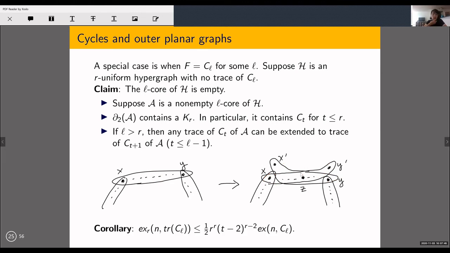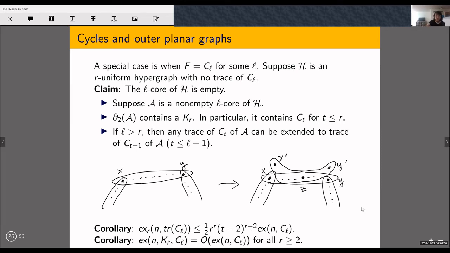Okay, so we had some corollaries from this. In particular, we had this Turán number of the trace of CL, which was only in terms of the Turán number for graphs. So now we don't have the generalized maximum number of cliques here anymore. Okay, so we get this bound here.